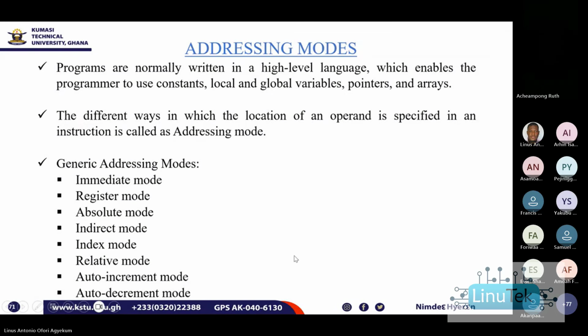So, when you get out of this classroom, what I expect you to do is go and read on all these addressing modes. Try to understand what they mean.